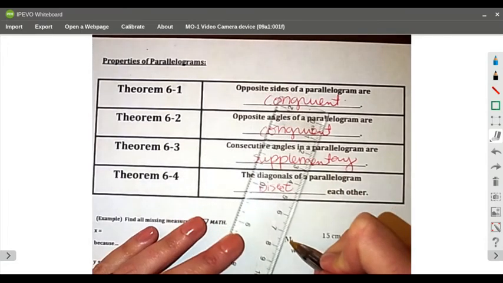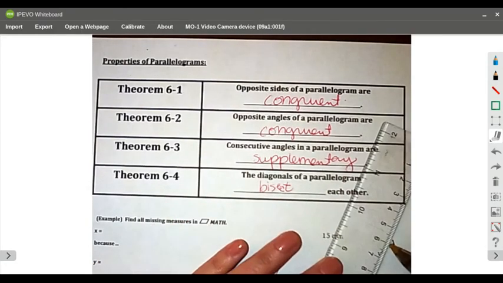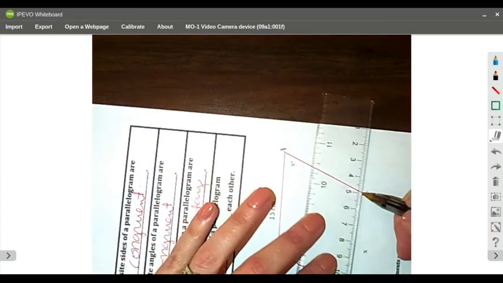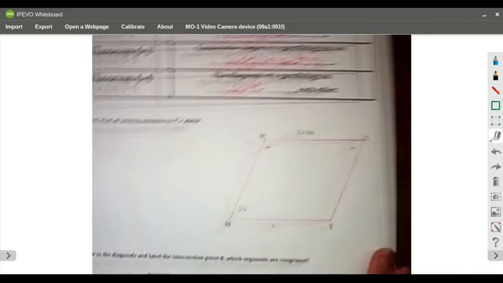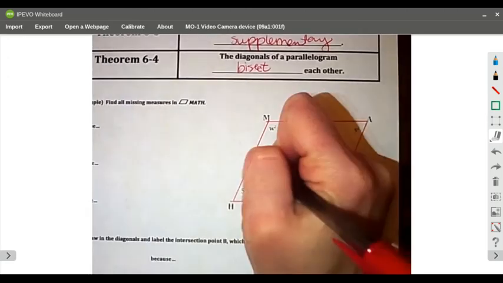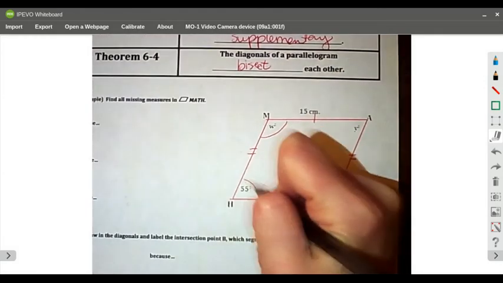I'm just going to do a quick example of those properties down here. Okay, so say we have this one. This one has some things drawn in. So these two are congruent. These two are congruent. Opposite angles are congruent.